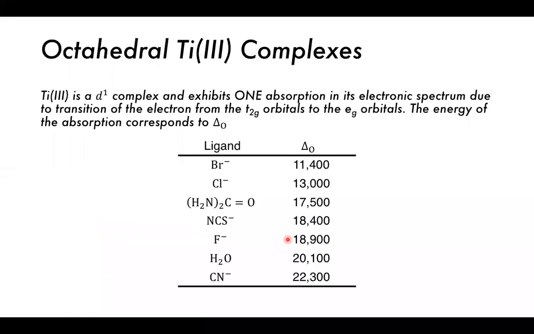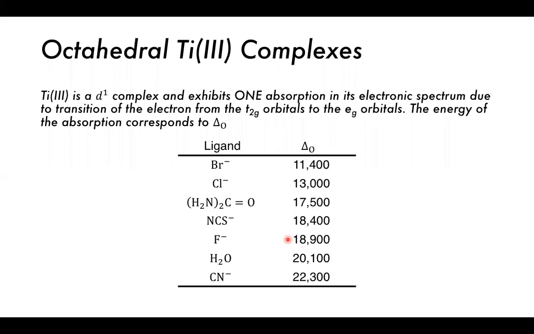So for different complexes of titanium(III), we can get different splitting energies, and that can tell us a lot about the influence of the ligand on the metal center and especially on its d orbital energies. So titanium(III) is a d1 complex and exhibits one transition or one absorption transition because it only has one electron in its electronic spectrum due to the transition of the electron from the t2g orbitals to the eg orbitals.